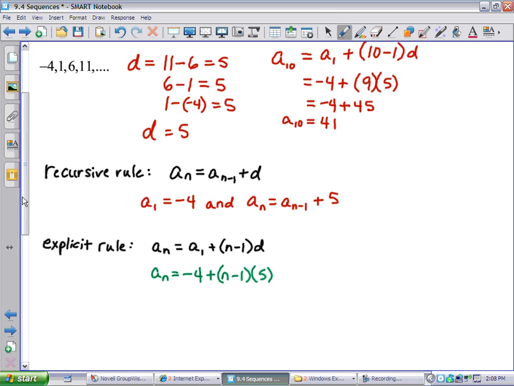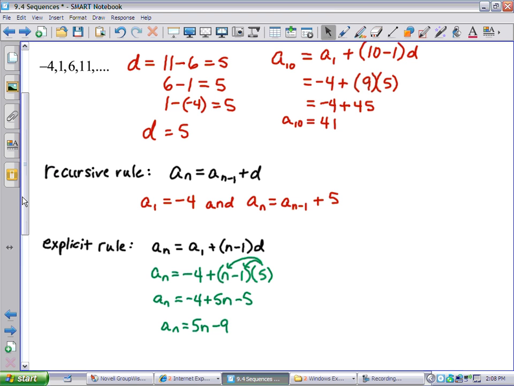I need to go ahead and work this out, which means I have to distribute the 5 to the n and to the 1. So you get a sub n is equal to negative 4 plus 5n minus 5. If we combine like terms, a sub n equals 5n minus 9. So your explicit rule is a sub n equals 5n minus 9.